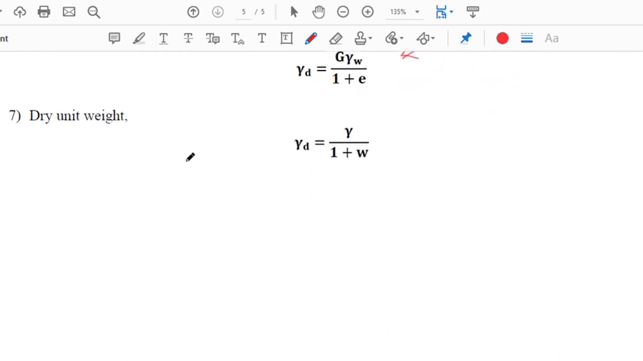Next, we move on to the dry unit weight, which is gamma d, and gamma d can be represented as gamma, which is the bulk unit weight, or we can say the weight by total volume, by 1 plus w.